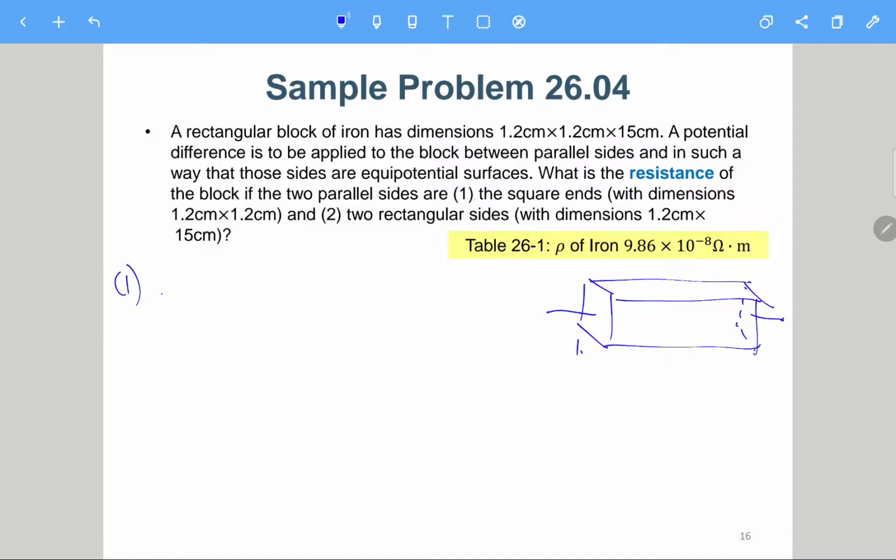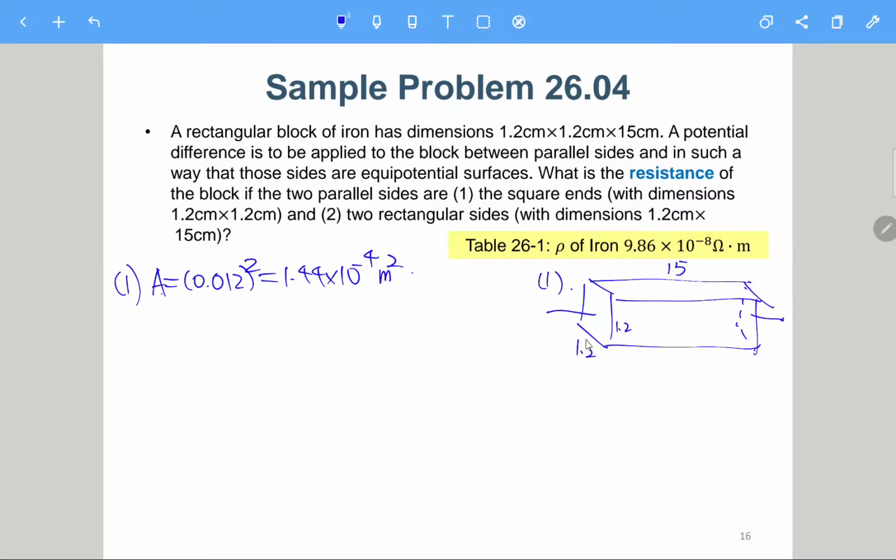So this is 1.2 centimeter, and then this is 15. So this is the first case. In this case, the cross-section area is 0.012 squared, which is 1.44 times 10 to the minus fourth power meter squared. So this is the cross-section.